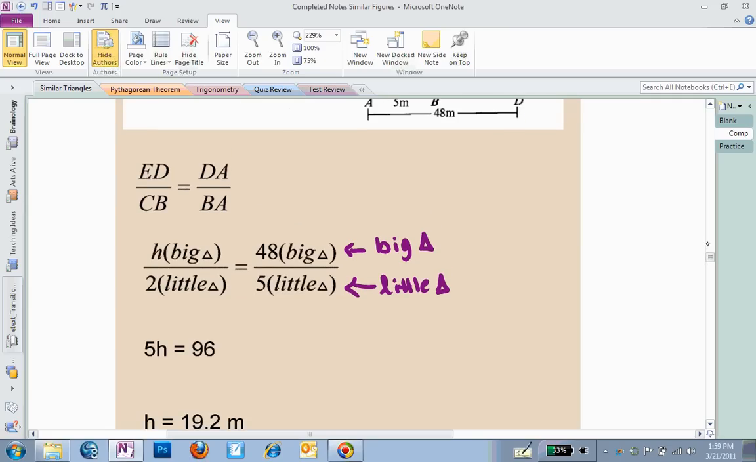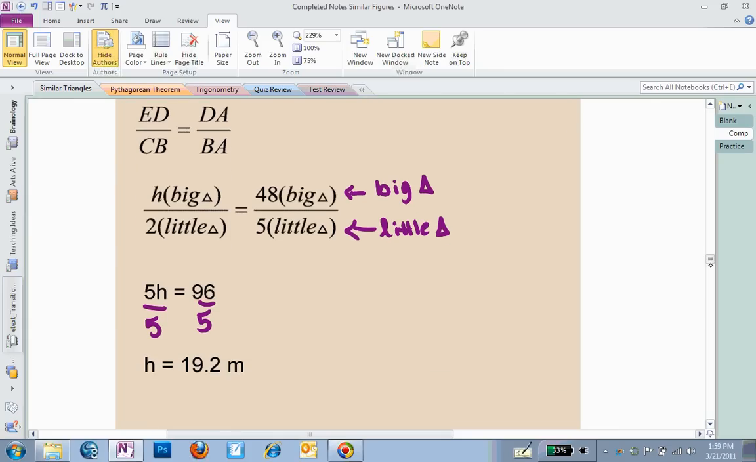So now I'm going to cross multiply. 5 times H is 5H, 2 times 48 is 96. So now I'm going to divide both sides by 5, and the height is 19.2 when I divide 96 by 5 in my calculator. And I want to remember my unit, which is meters.